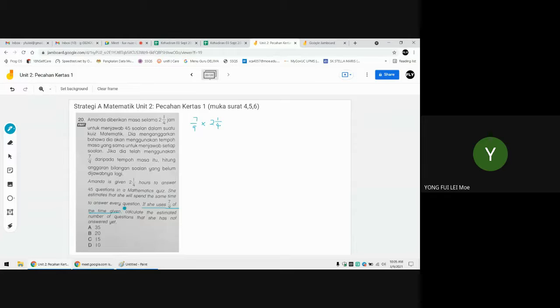Okay, so I use blue color. 7/9, 9/4. So cut. 7/4. You get 7/4. So this one, the first puzzle, is 7/4. Okay, next.